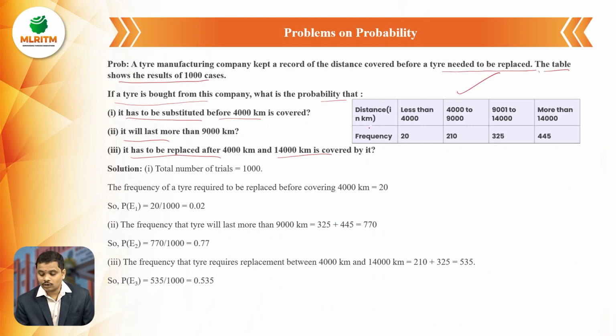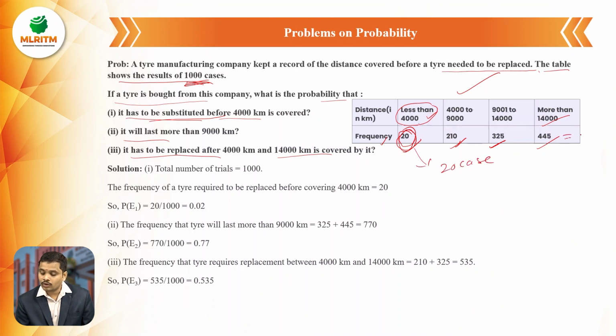If you see here, distance in kilometers is given, and frequency: less than 4,000 kilometers, 20 tires are changed. 4,000 to 9,000, 210. 9,000 to 14,000, 325. More than 14,000, 445 cases. Probability means out of 1,000 cases, a total of 1,000 cases are considered. He's asking that it has to be replaced before 4,000 kilometers is covered. What is the probability here? Less than 4,000 means it is replaced before 4,000 kilometers. How many are changed? 20 cases occurred.